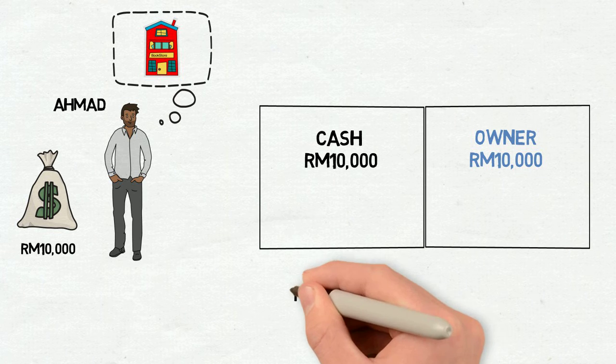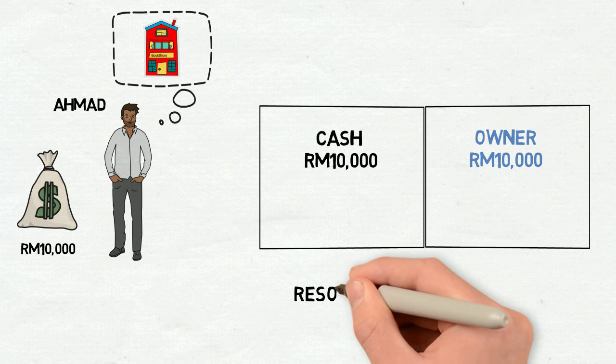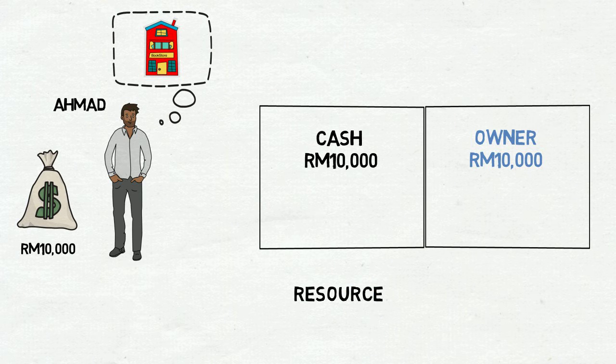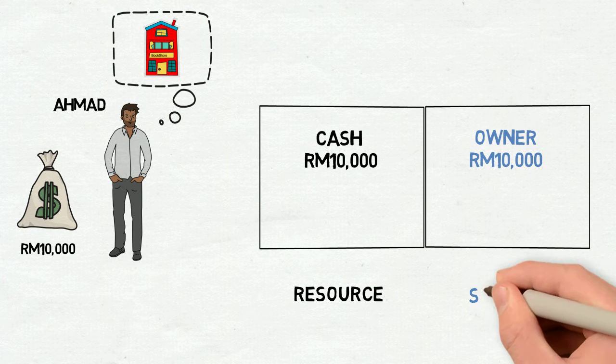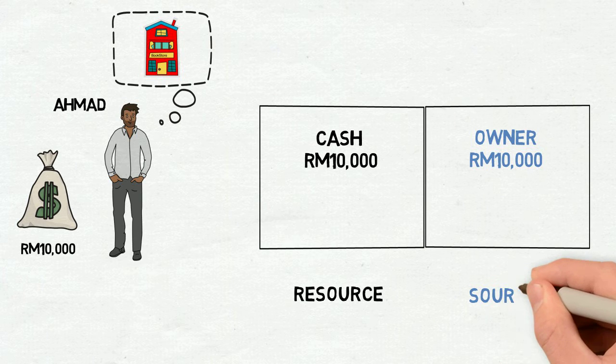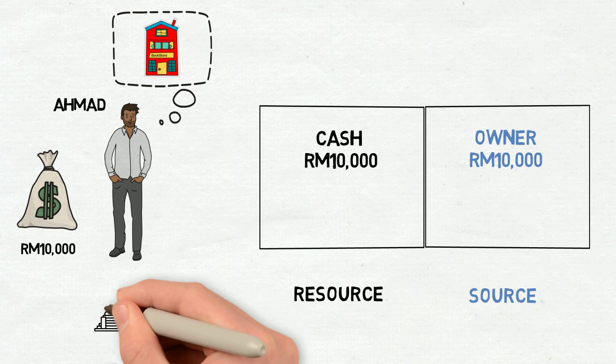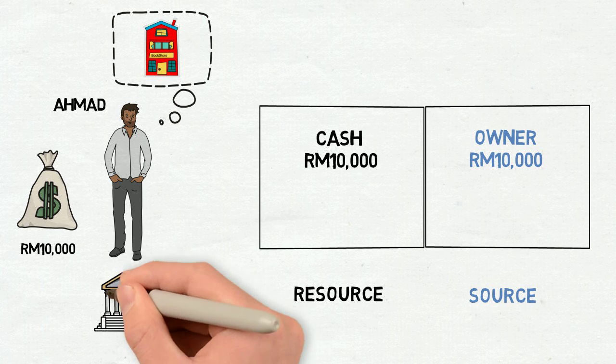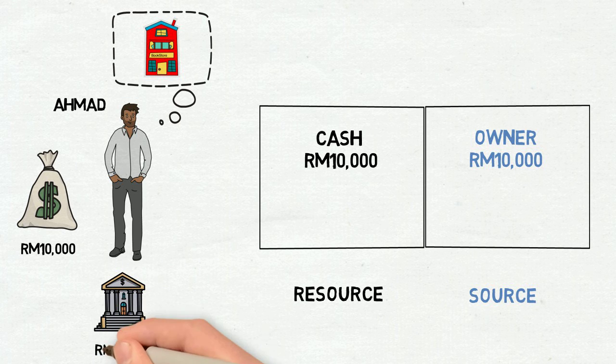The cash on the left box therefore represents the resource of the bookstore, while the amount on the right box shows the source of this resource. Let's now assume that Ahmad does not think that 10,000 ringgit is enough to start his business. So he decided to borrow 5,000 ringgit cash from the bank.